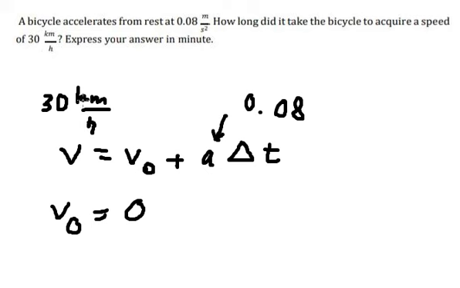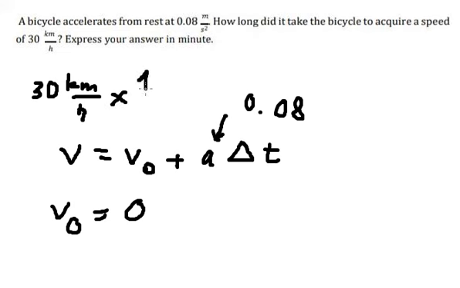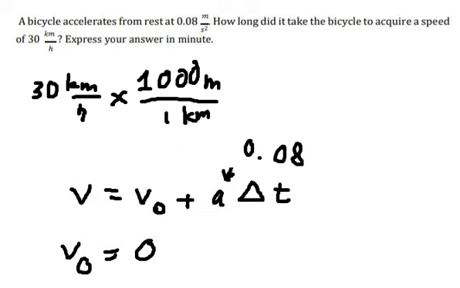Now we need to convert kilometers per hour into meters per second. To do this, we need to know that 1 kilometer equals 1000 meters, so we multiply by 1000 meters per 1 kilometer. Later, we know 1 hour equals 3600 seconds, so we multiply by 1 hour over 3600 seconds.